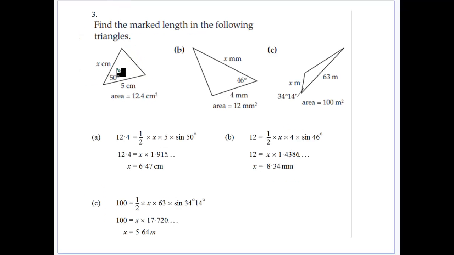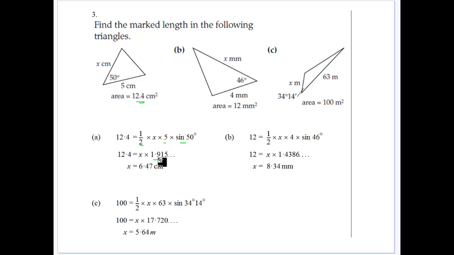So again, what are these ones? We've got two sides and the angle, but one side's missing. We've got our area. So we're manipulating our formula this time. So 12.4 is a half times x times 5 times sine 50. So we calculate the half times the 5 times the sine 50 and get it in the calculator.